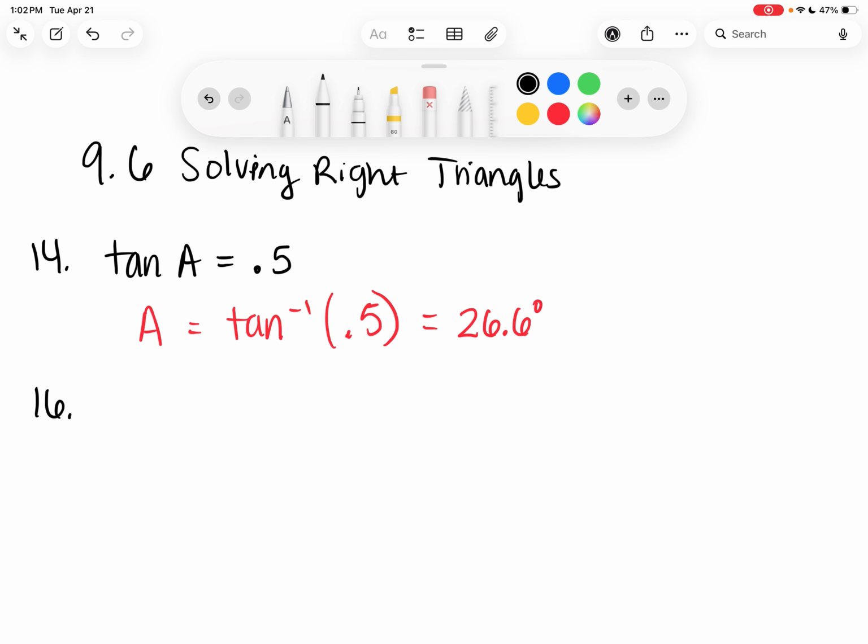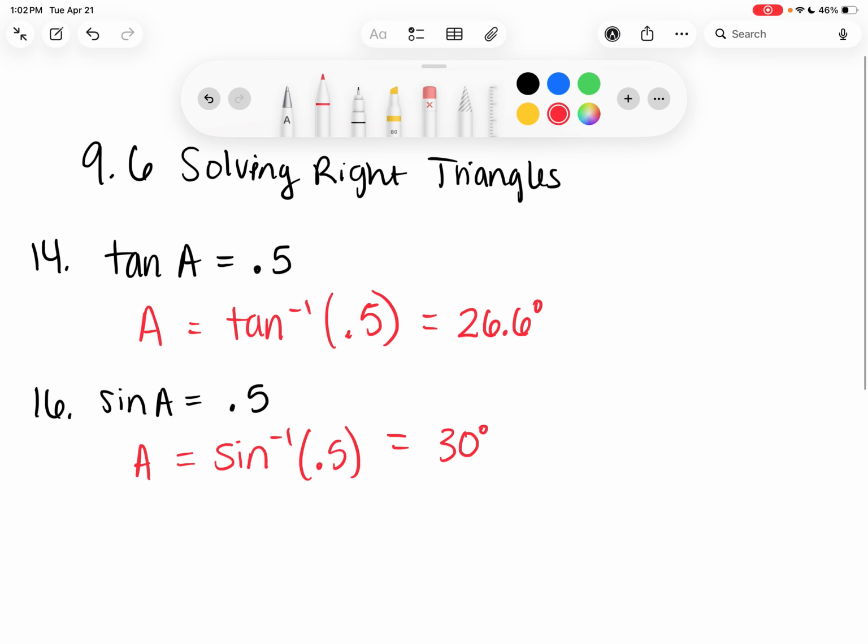16. Sine of A is equal to 0.5. So take the inverse sine. So we've got A is equal to the inverse sine of 0.5. It is 30 degrees.